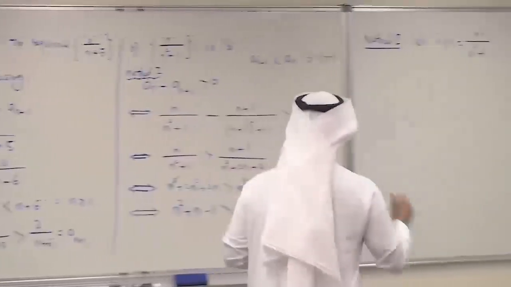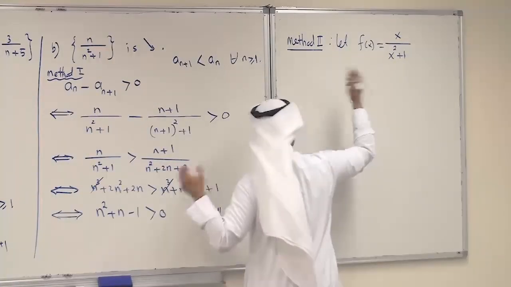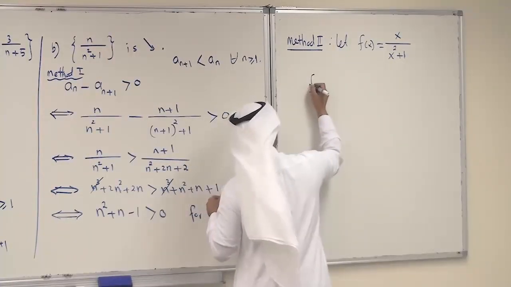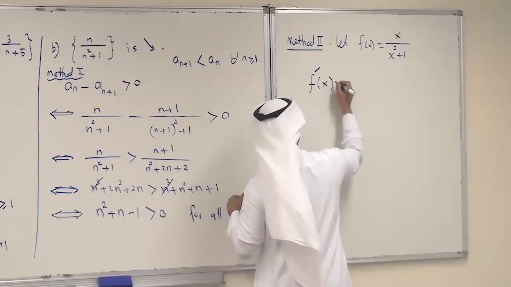So what do we have now? I will show that this is decreasing from 1 to infinity. So I will use my tools of calculus. I will find the derivative here. I discuss the derivative of the function.